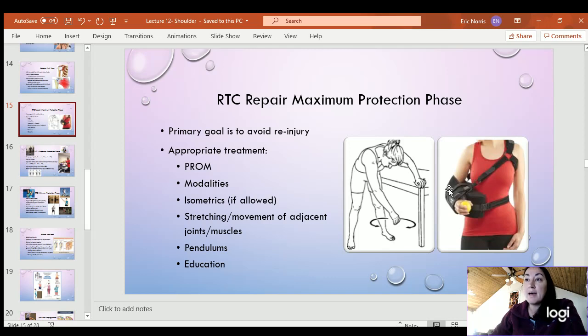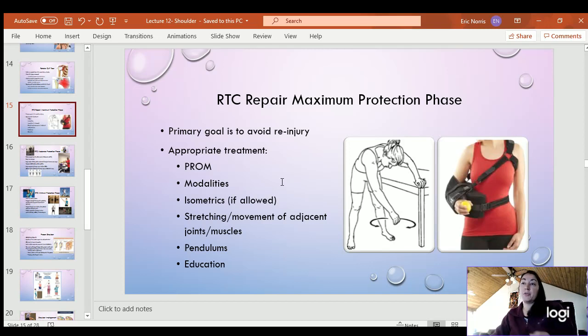Some of the appropriate treatments, again, the things we have already gone over and we'll go over again in the lab, but passive range of motion to maintain or to get more range of motion without them using their own muscles. Modalities, mainly to target inflammation, could target some tightness in the muscles or tissues. Isometrics, now once they are allowed, sometimes it's a few days before they're allowed, sometimes it might be a week or so, just depends on how viable their tissue was when the surgeon went in and performed the surgery.